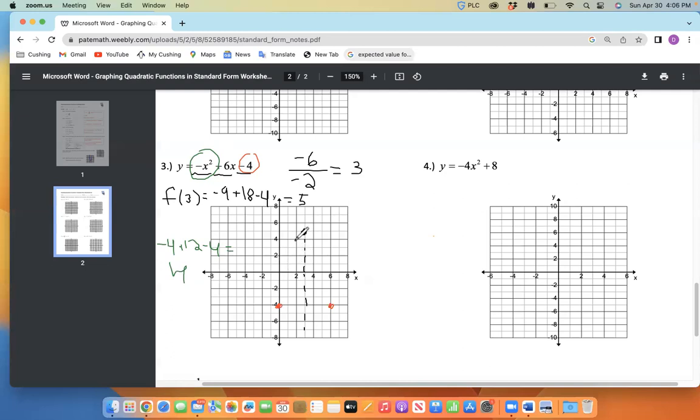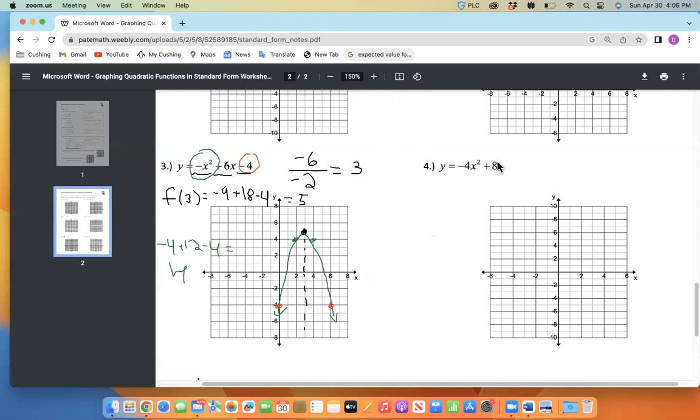So that green point there represents that point. And then I can mirror that over the axis of symmetry. There we go. Through there. And all the way through here. All right, looks good. Let's do the next one.